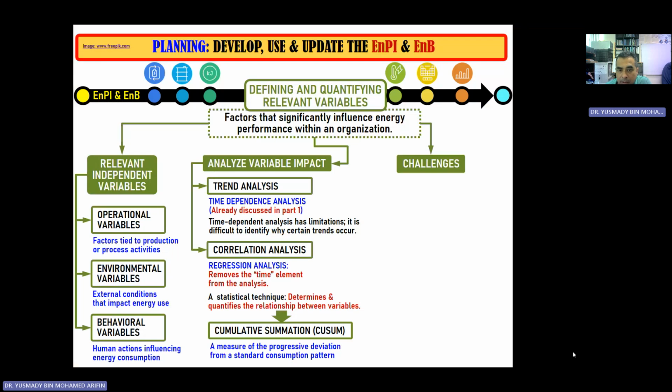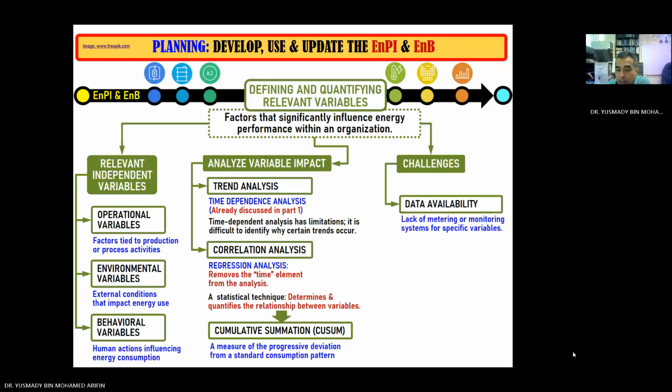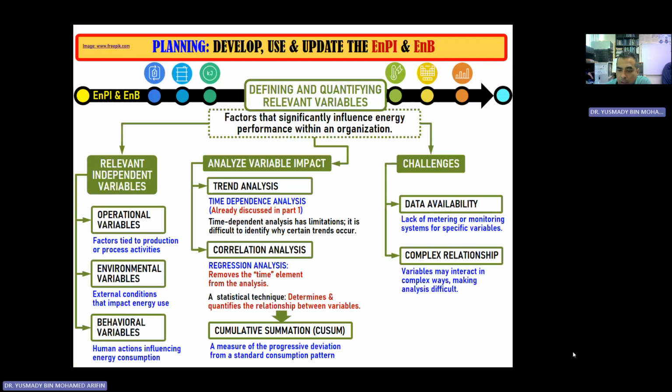And the challenges in terms of defining and quantifying relevant variables are the data availability, lack of metering or monitoring system for these specific variables, complex relationships where variables may interact in complex ways, making analysis difficult, and the accuracy of the data, where inaccurate or incomplete data can lead to poor decision making. So these are the challenges in terms of defining and quantifying relevant variables.